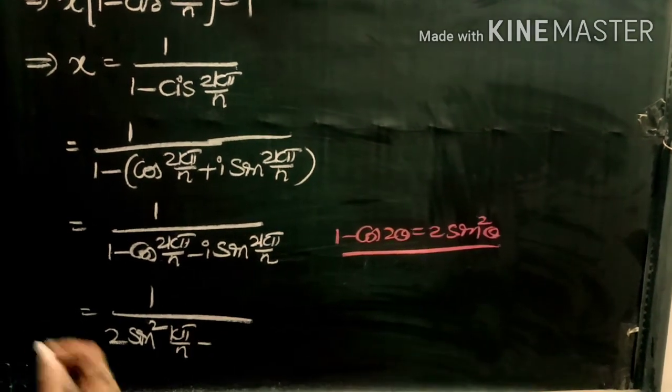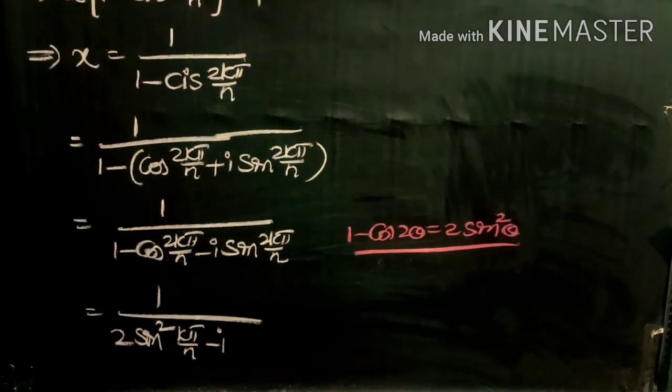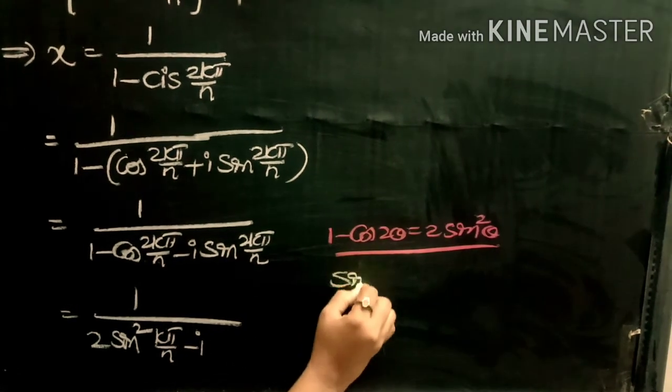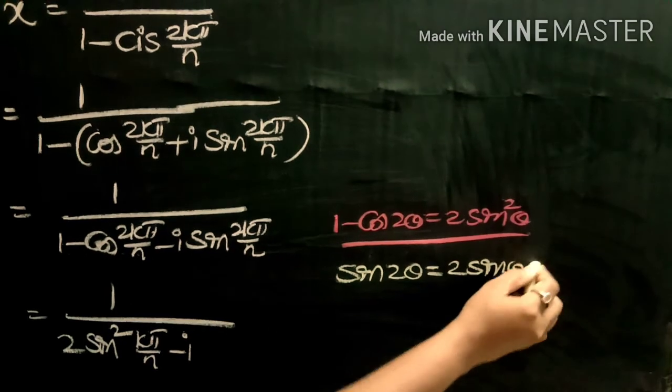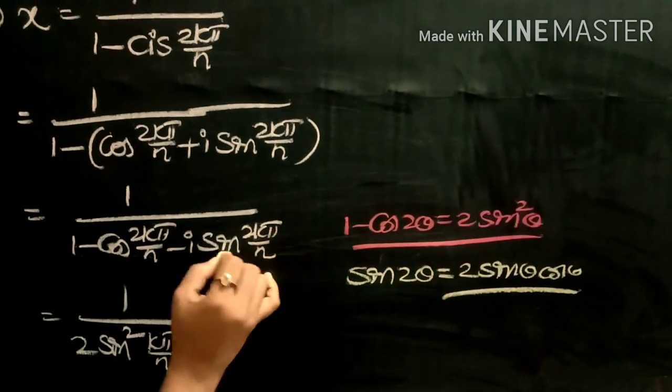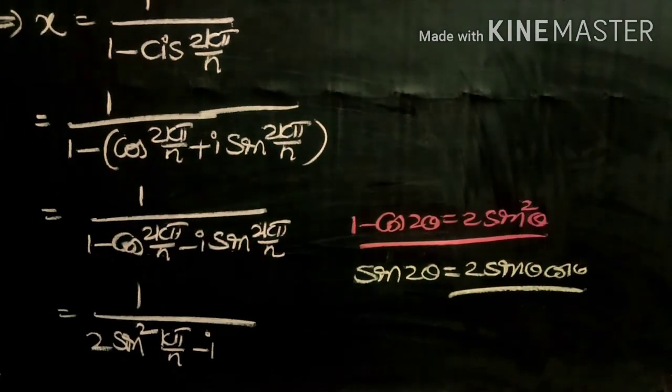2 sin square theta minus i into, now this is in the form of sin 2 theta, and the formula for sin 2 theta is 2 sin theta cos theta. Applying that formula here, sin 2 theta, where theta is equal to k pi by n.